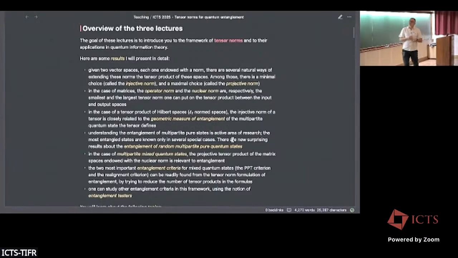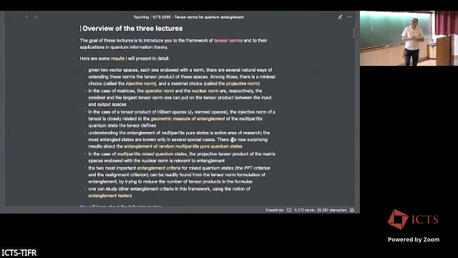So, for instance, in the case of matrices, if you have the space of matrices of size D, you have D squared parameters, and you can see this as a tensor product of R^D with R^D. It turns out that two of the most famous norms for matrices, the operator norm and the nuclear norm, so the largest singular value and the sum of the singular values, are precisely the projective and injective tensor norms, when you put the Euclidean norm on the initial spaces R^D.